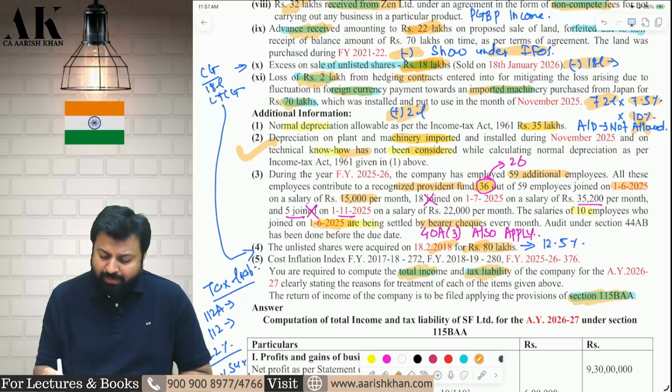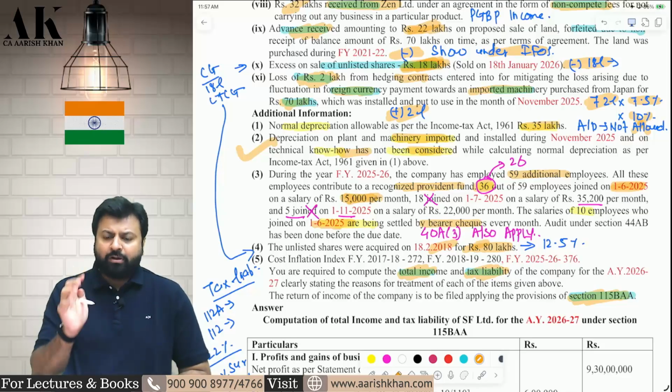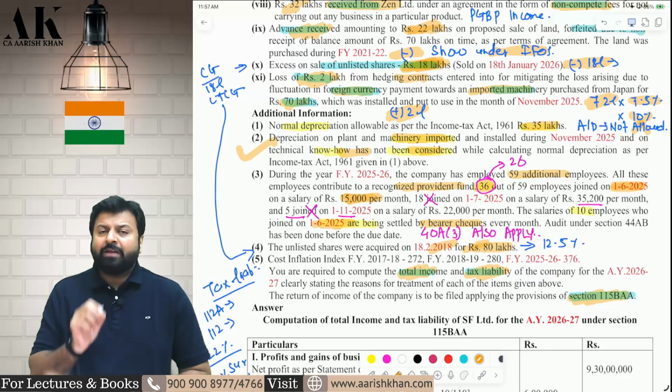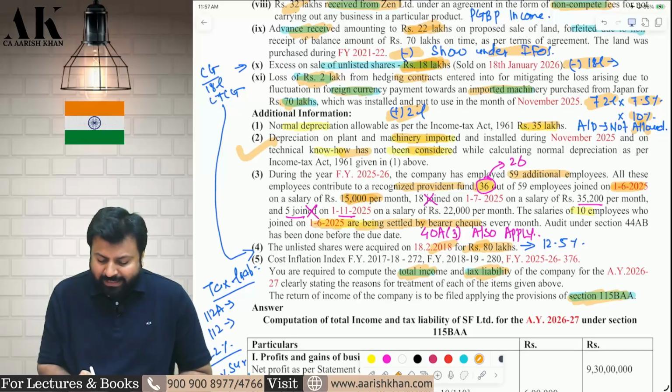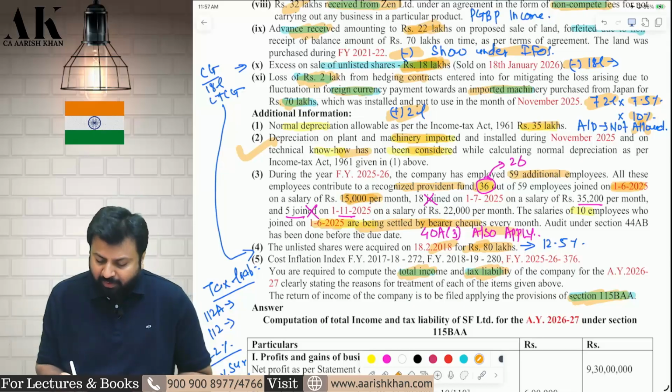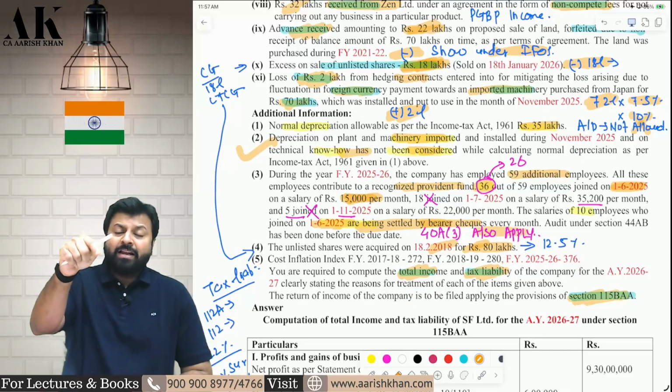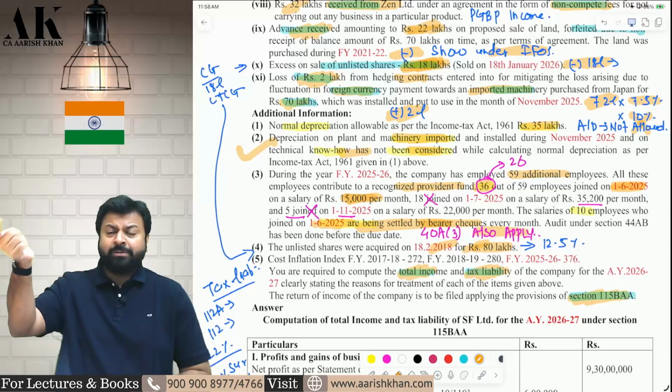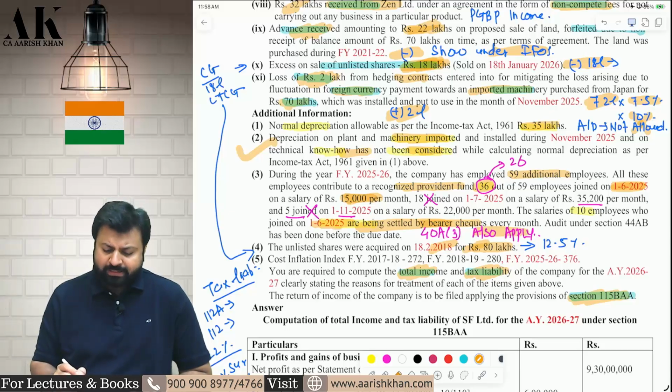26 employees into how many months? 1st June, 10 months, into 15,000. Emolument is less than 25,000, into 30%. But be careful with one more thing. The 10 employees whose salary is settled by bearer cheque, their salary should be disallowed in PGBP also as per 40A(3). So disallow their salary in PGBP, because in PGBP also that expense will not be allowed. I hope it is clear to all of you.